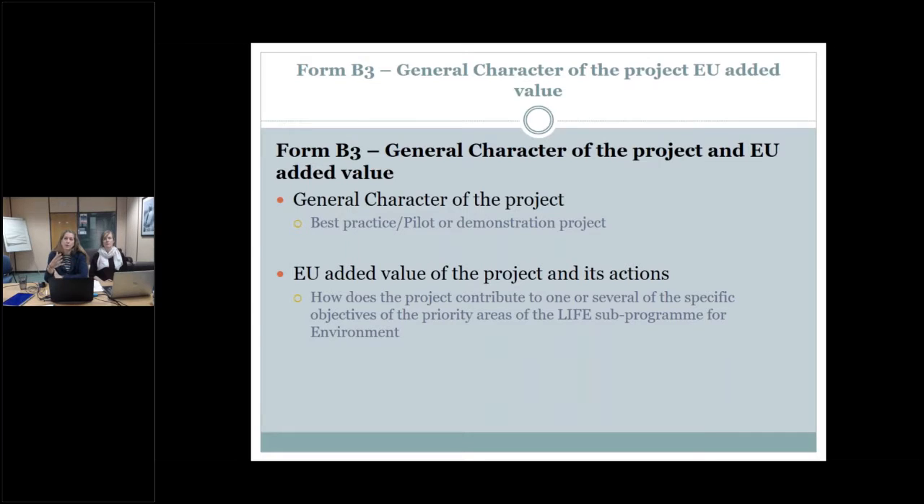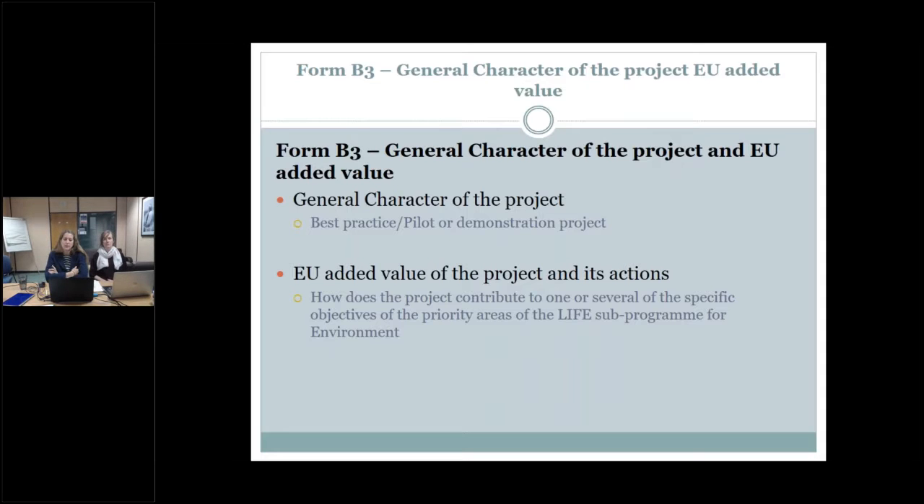So remember, the LIFE fund is a European fund, and they want to see that the environmental problem you're addressing is of European importance. So you need to make links to European environmental policy and legislation. So your project will need to clearly state why action needs to be taken at EU scale. Therefore, you need to know the scale of the problem at your site, region, and nationally, but also across the EU.